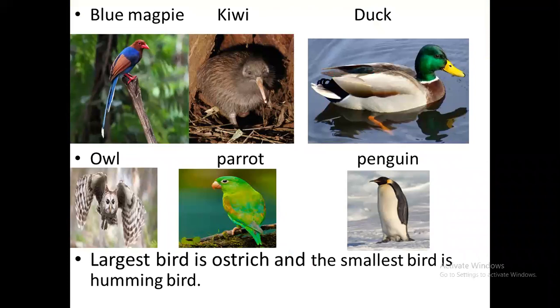Here, we are going to write the features of the Aves. Birds belong to this group, Aves. They are well adapted for flying, right? We have mentioned blue magpie, swan, owl, parrot. They are the examples. Then we are going to write the features of Aves.